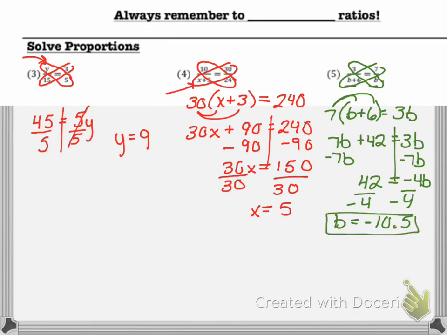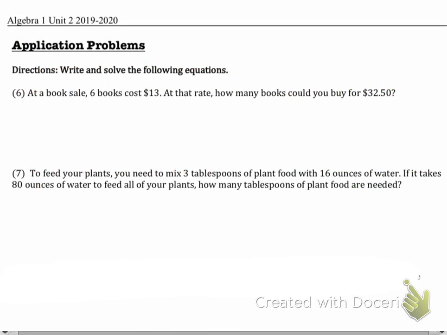So how can we apply this to some real life scenarios? So in number 6, it says at a book sale, 6 books cost $13. Okay, so they're comparing books to costs. Remember, that's how we get ratios. So I would say, okay, 6 books costs $13. So assuming the same rate, how many books, okay, so that was on the top when I compared books to price, could you buy for $32.50? So there's how I would set up my proportion.